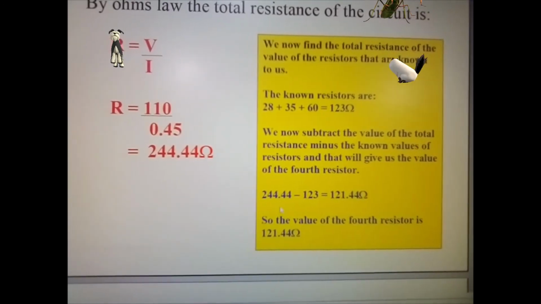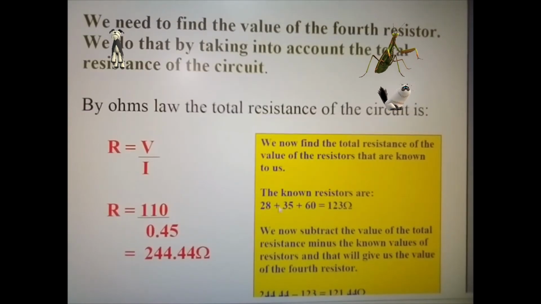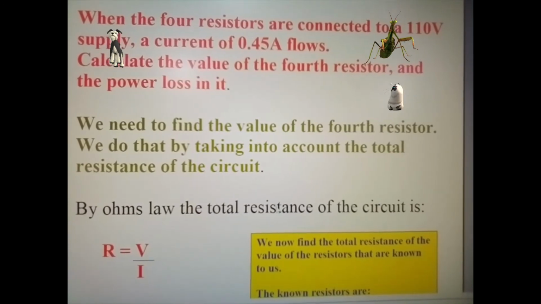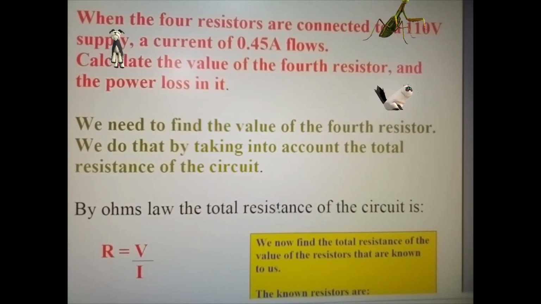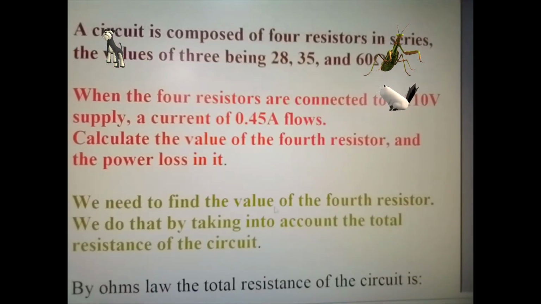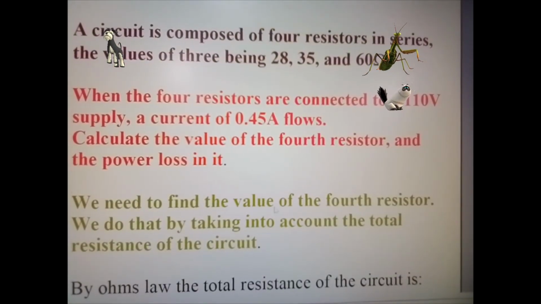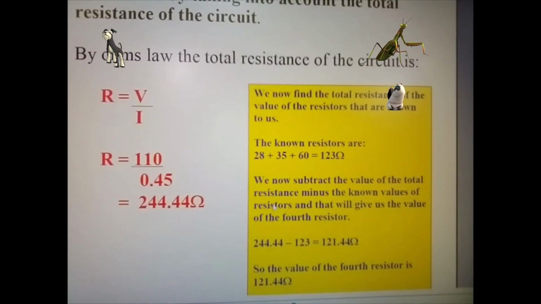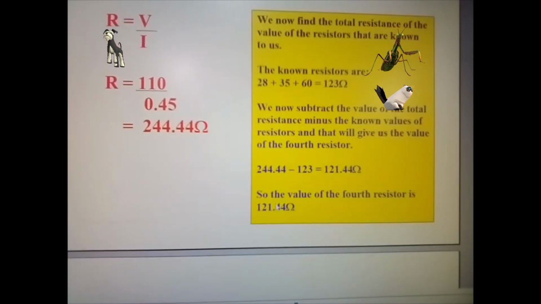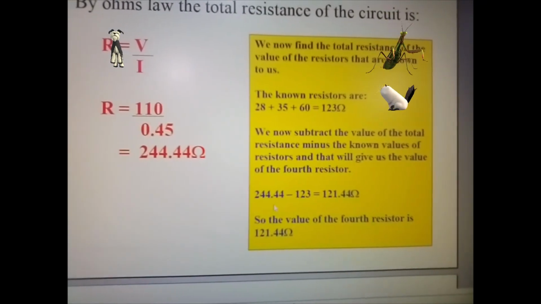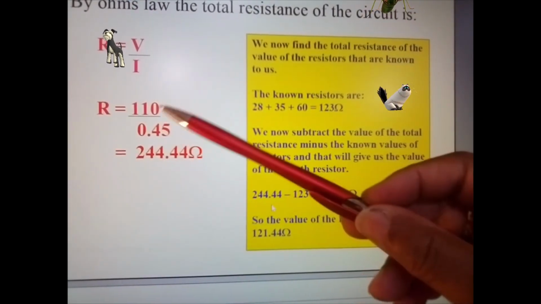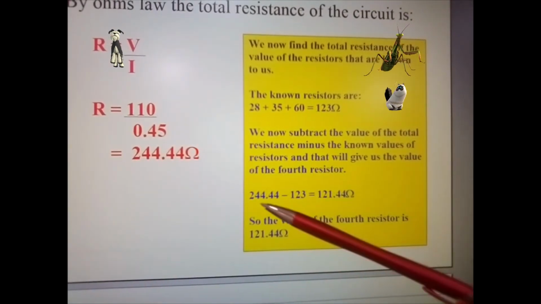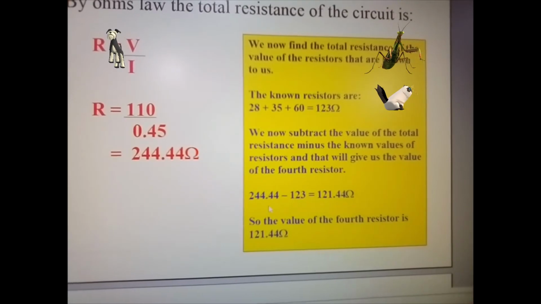And let me just remind myself that we are dealing with a series circuit. Yes, okay, thank you. So we know the resistor is in series. Like I say, sometimes you have to recap yourself, okay? Now we know R equals V over I. R equals 110 over 0.45 equals 244 ohms, and that's the value we got from here. That is this, okay? Subtracting that, okay?